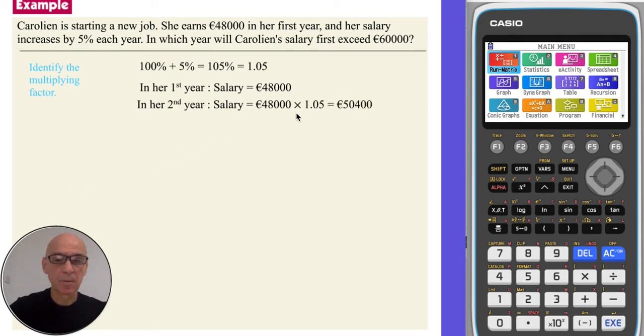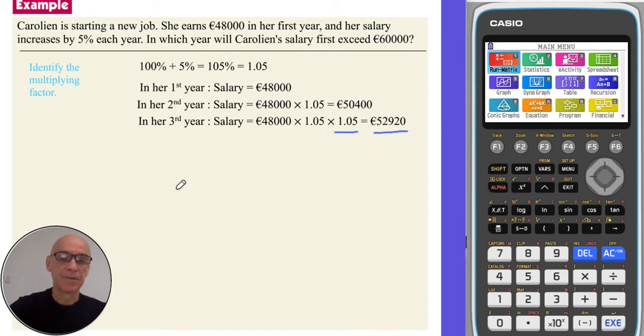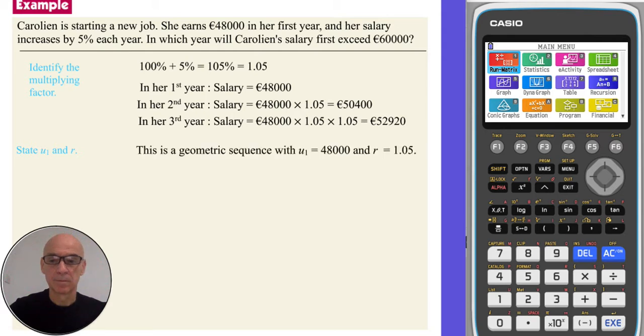Multiplying this value by 1.05, we will find her salary in the second year, €50,400. And multiplying this salary by 1.05 again, we'll get her salary in the third year, €52,920. We can see that this is a geometric sequence, and we should state the first term, 48,000, the u1, and the common ratio, 1.05 for r.